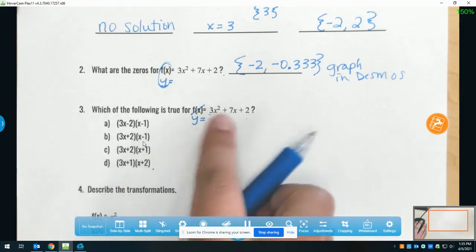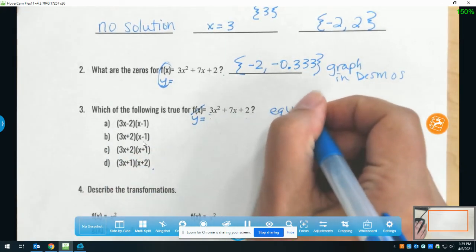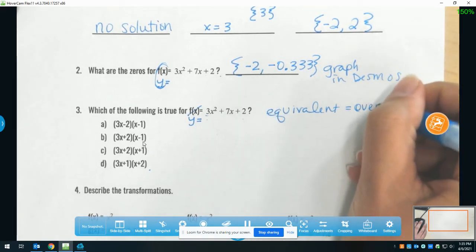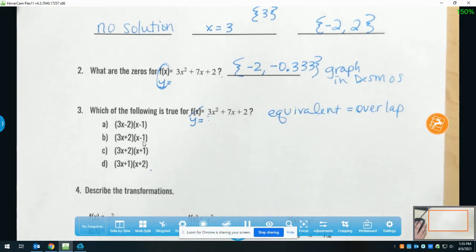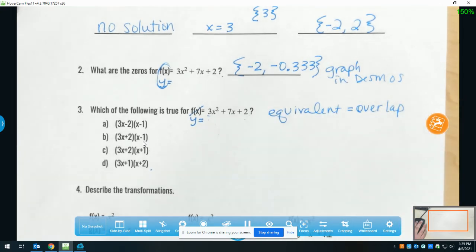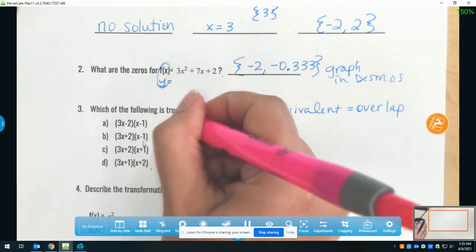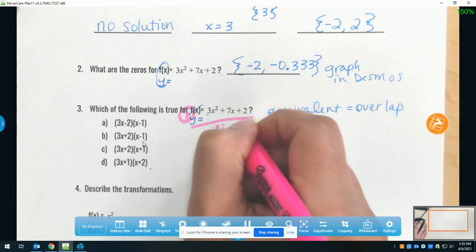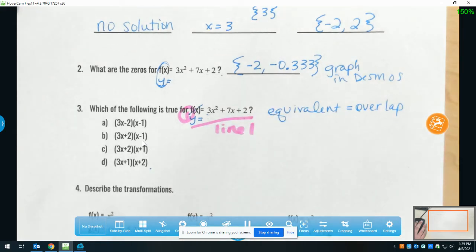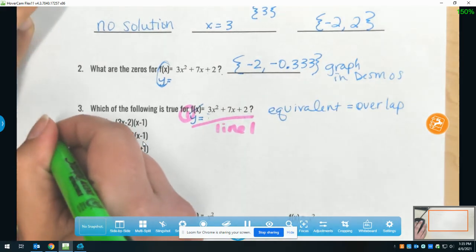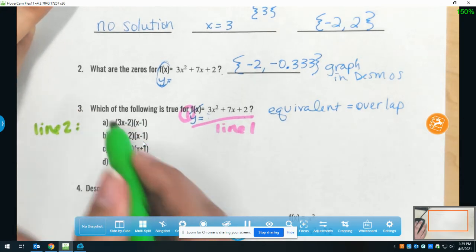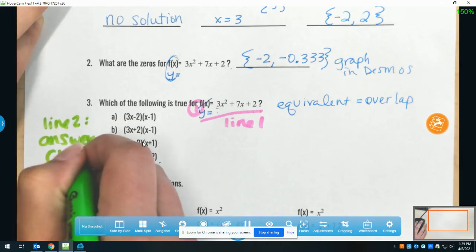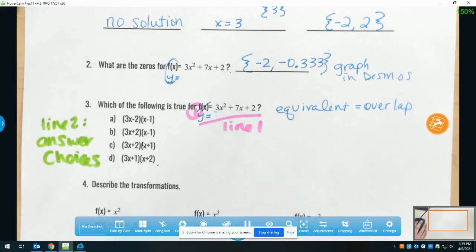So to see which ones are equivalent, we've seen this a few times. In Desmos, we're looking for overlap. So what we'd want to do is go ahead and graph this one. So we want that in, we could say line 1 here. We're going to graph that. And then we're going to compare in line 2. We're going to put in our answer choices. And we're going to look to see where do we have that overlap.